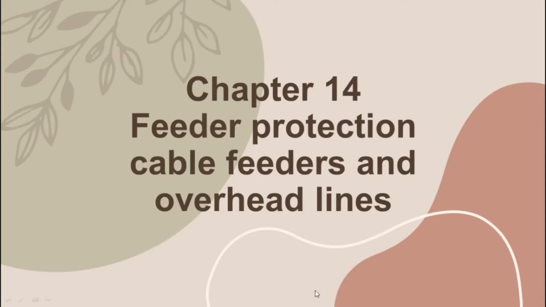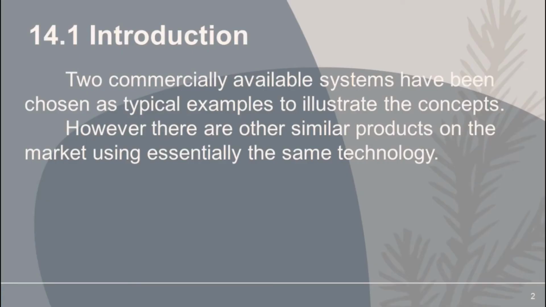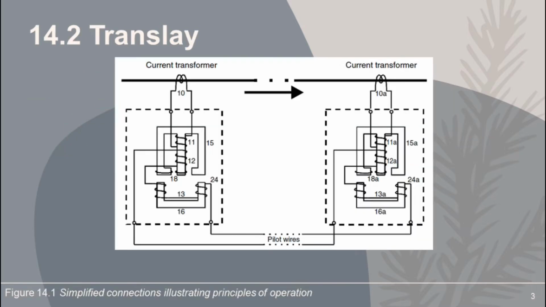Chapter 14: Feeder Protection, Cable Feeders, and Overhead Lines. Two commercially available systems have been chosen as typical examples to illustrate the concept. However, there are other similar products on the market using essentially the same technology. So, Translay: it's like a combination of transformer and relay.